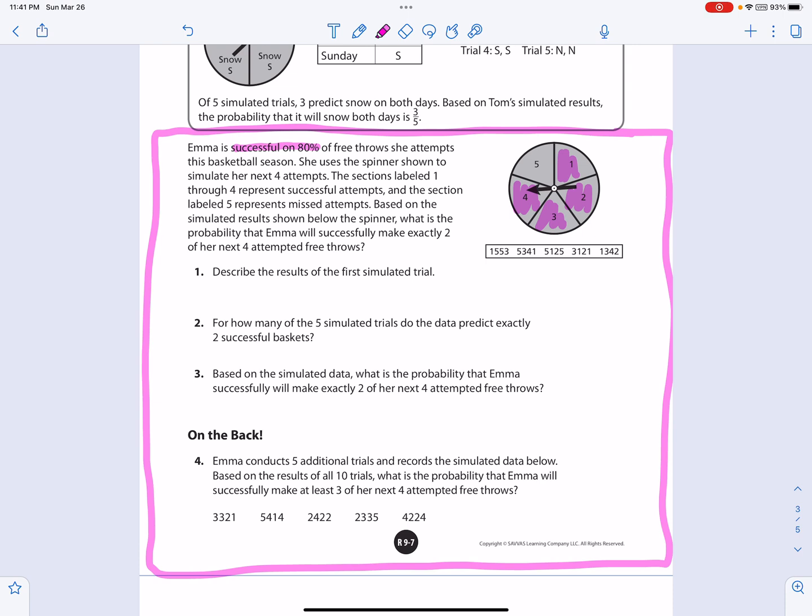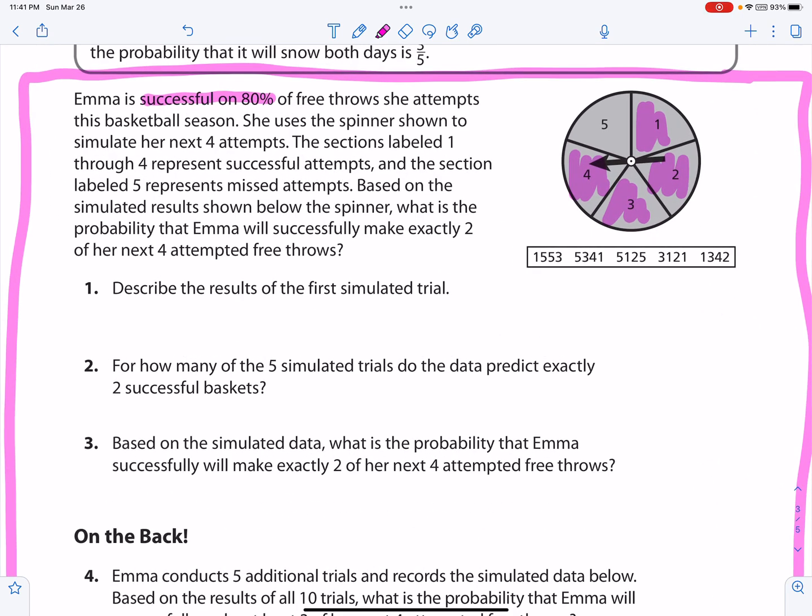Okay, and so here is her data, and you're looking for the data where exactly 2 of the free throws are successful. Okay, so for example, if 1, 2, 3, 4 are good, I can see here's a successful and here's a successful. So since there's exactly 2, this is a good one. Go through the rest and take a look. Are there exactly 2 successful? If there are, circle it. And then you're going to create your probability based on how many you have circled.